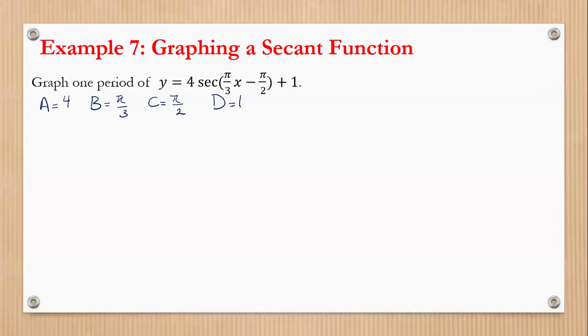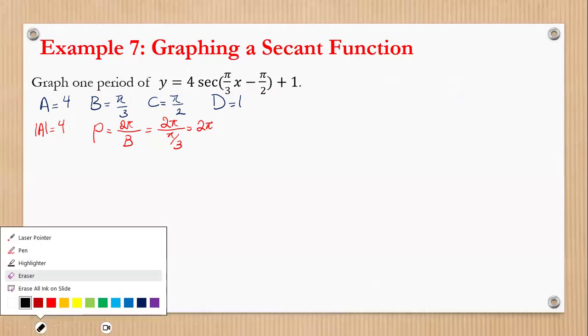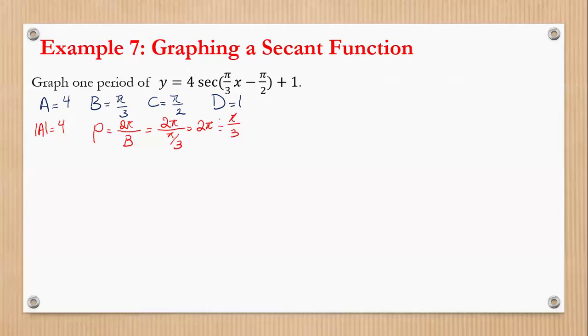Now we know that the vertical stretch, or A, is 4. We know that the period is 2 pi over B, which is 2 pi over pi over 3. And if I divide 2 pi by pi over 3, in another form of division, keep flip change, I get 2 pi times 3 over pi. Pi and pi cancel each other, so the period of the function would be 6. That means you want to graph the function starting from the phase shift with the period of 6.